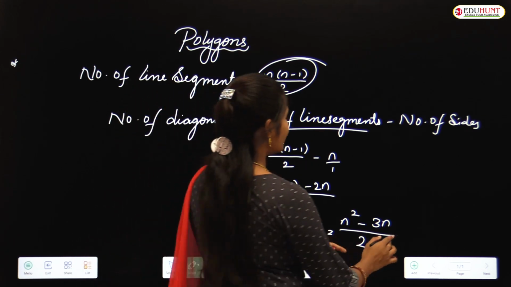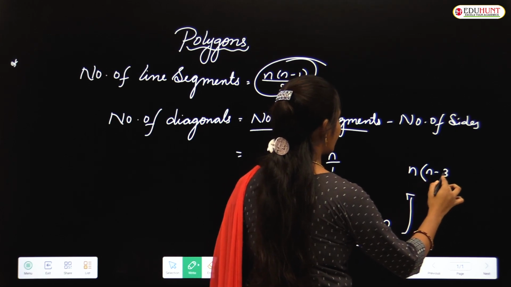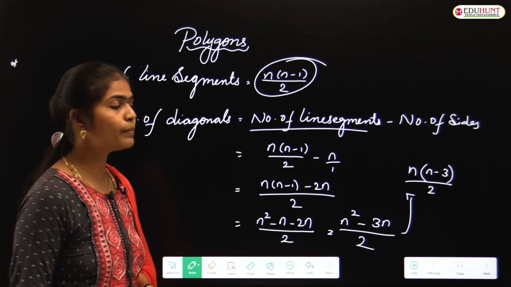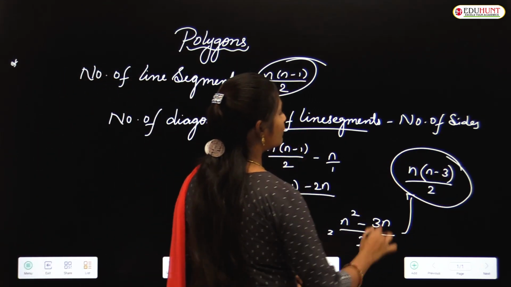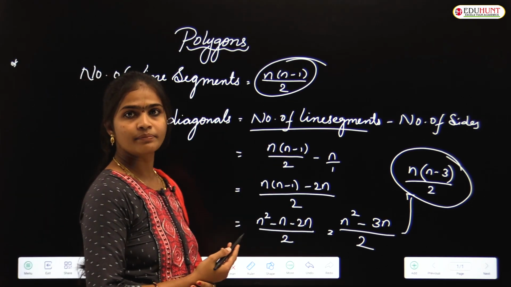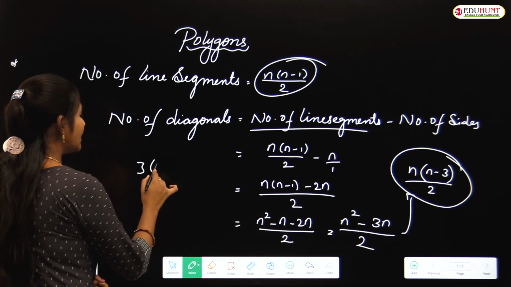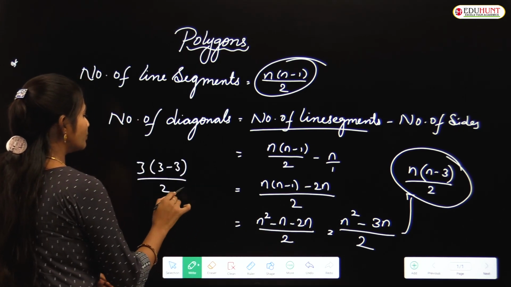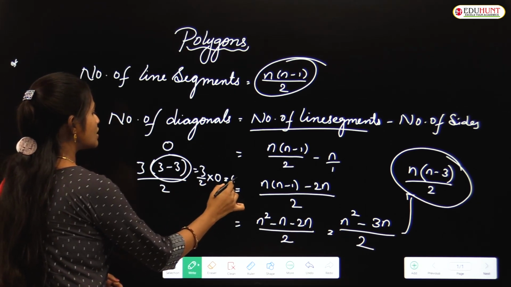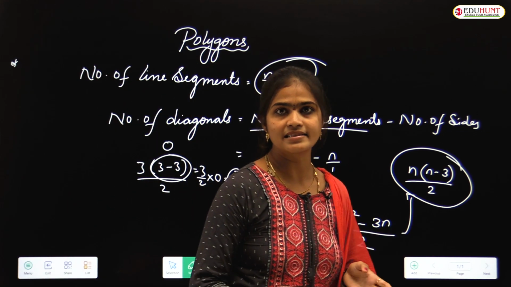So from this we can write it by taking n as common: n into n minus 3 whole by 2. This is the formula we can use to find the number of diagonals of a figure. For example, for a 3-sided figure, 3 into 3 minus 3 by 2. So 3 minus 3 is 0, so 3 by 2 into 0 is equal to 0. We know that a triangle has 0 diagonals.